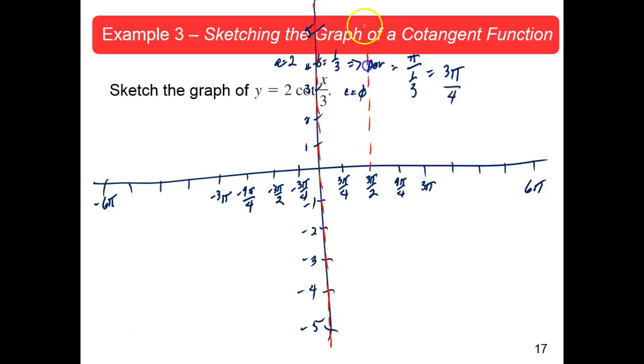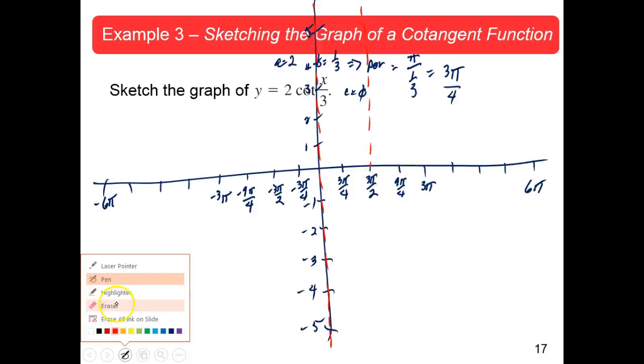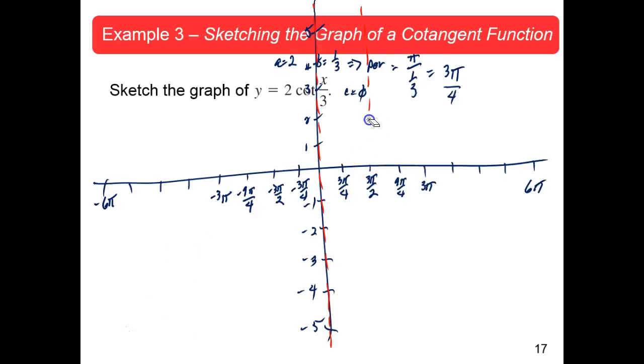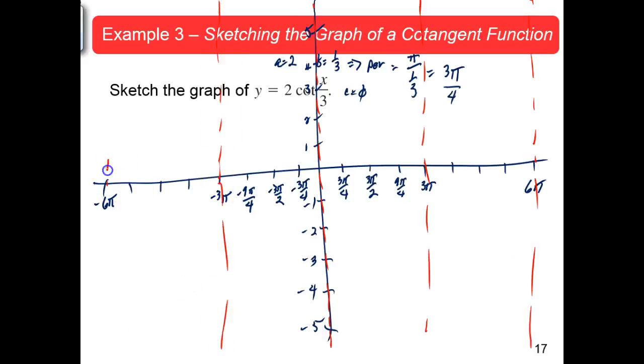So here's going to be the next one. No, sorry. I'm sorry, I blew that one. Remember, your vertical asymptotes are 1 period apart. And your period is 3 pi. So this will be at 3 pi and at 6 pi, and at negative 3 pi and at negative 6 pi, because your vertical asymptotes are 1 period apart, and the period is 3 pi.